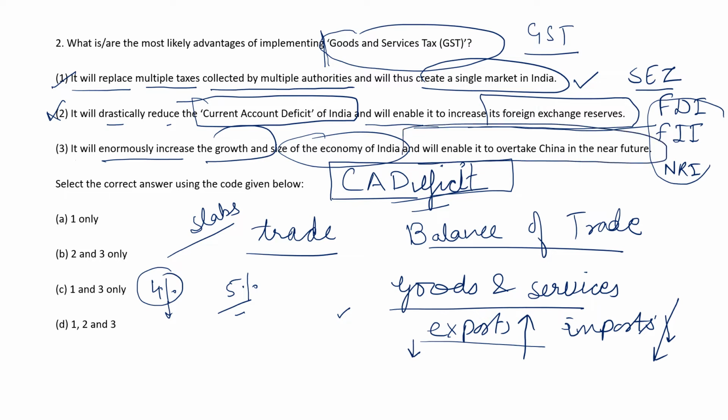And the next part is, will it enable India to overtake China in the near future? हमारी इकोनॉमी एंड चाइना की इकोनॉमी में काफ़ी डिफरेंस है, हमारी जीडीपी और चाइना की जीडीपी में. जस्ट इम्प्लीमेंटिंग जीएसटी, we cannot hope that हम चाइना को ओवरटेक कर रहे हो. We need to work on various policies for doing this. So this is also not correct. Only the first is correct.